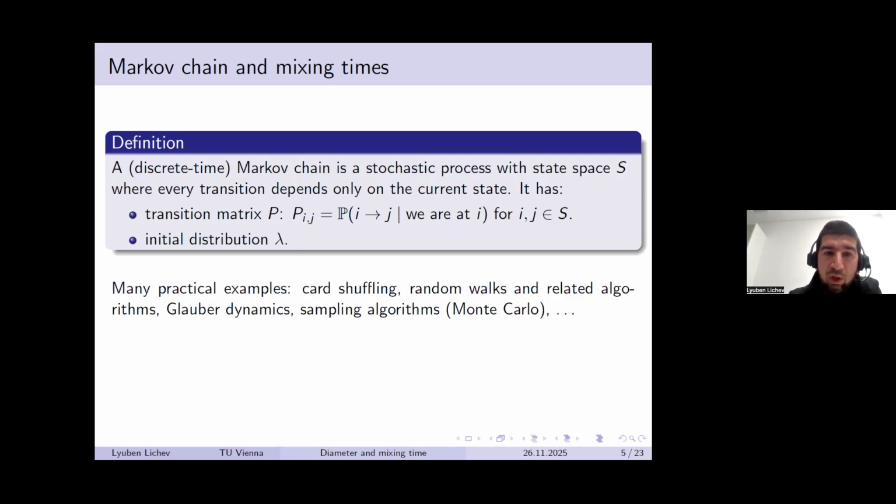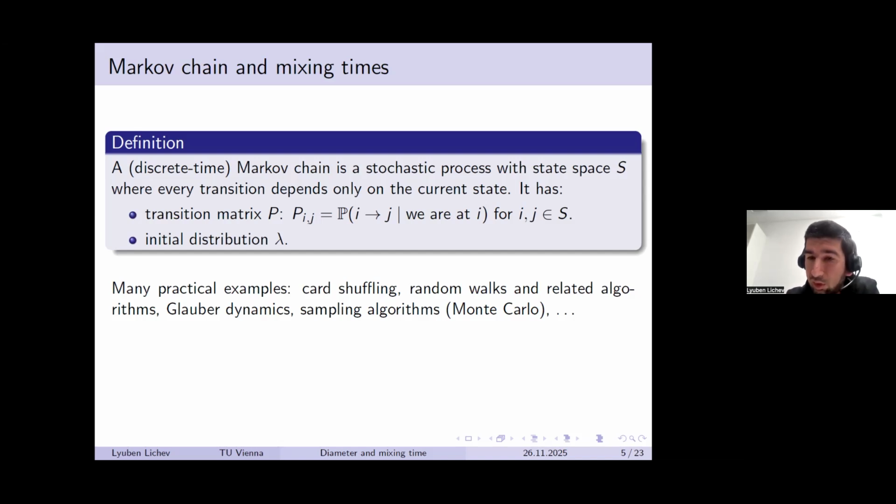And so why are Markov chains important? Well, they actually pop up in a number of practical and theoretical examples. Maybe some of the first examples, let's say at least combinatorial examples, are different types of randomized card shuffling algorithms. There are also many cases when we want to analyze some distribution on the vertices of a graph, say, and we can do this by a random walk.